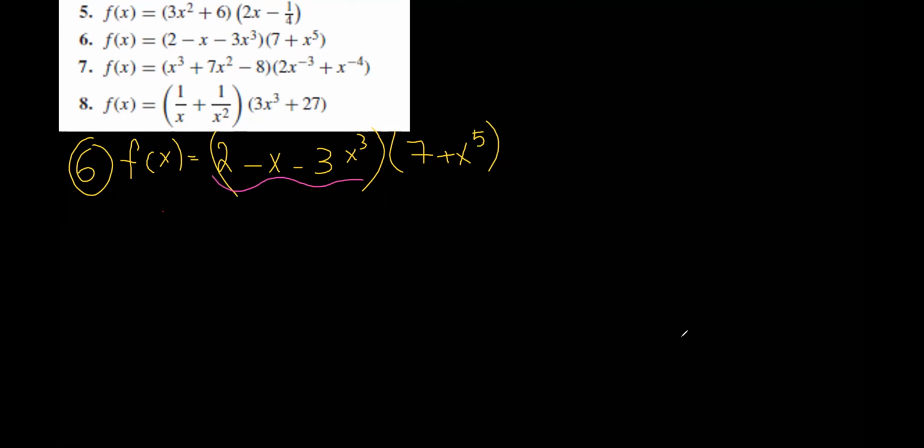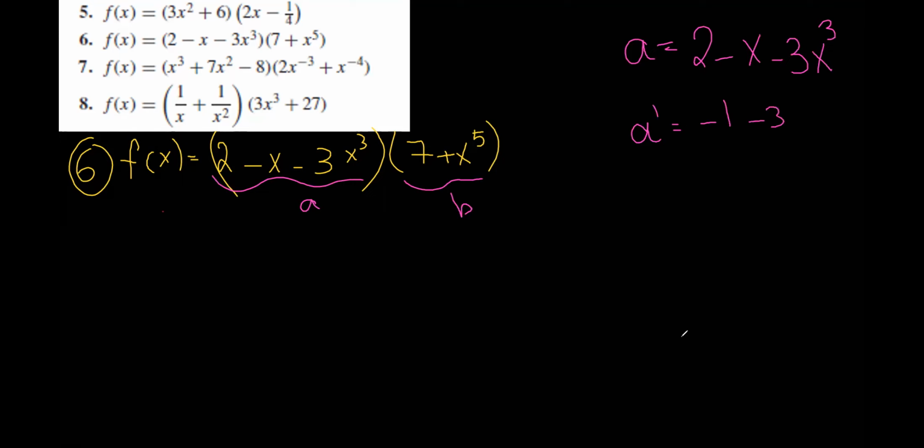Let's name this one with A and B as an example. So if A is 2 minus x minus 3x cubed, then A prime is: what is the derivative of 2? 0. Minus the derivative of x, which is 1. Don't forget the minus sign. Minus 3 times x cubed: what is the derivative of it? 3x to the power 2. Thank you, 3x squared. So it is negative 1 minus 9x squared. This is now A prime.